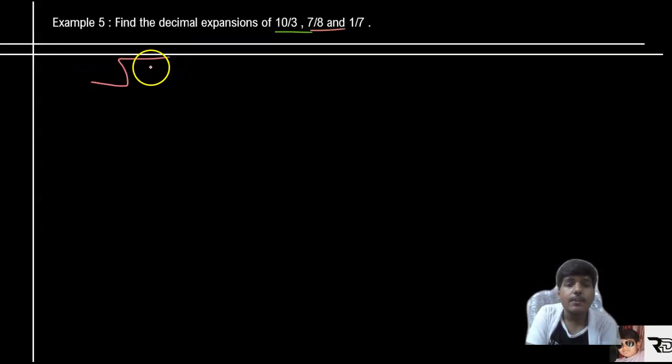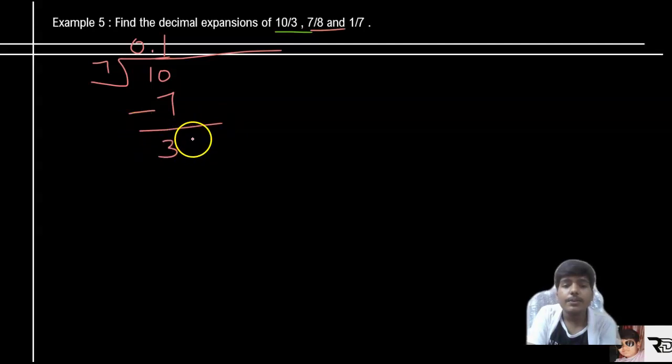We will divide 1 by 7. This is going to be quite a long one. So I'll put a 0 at the beginning itself because I know that 1 can't be divided by 7. Then 7 times 1 gives me 7. Now 10 minus 7 gives me 3. We'll put a 0 again. 7 into 4 gives me 28. 30 minus 28 gives me 2. Again I put a 0. 7 into 2 gives me 14. 20 minus 14 gives me 6.